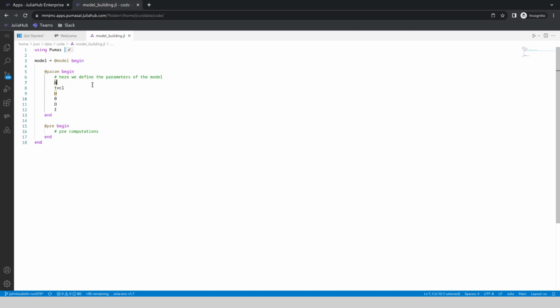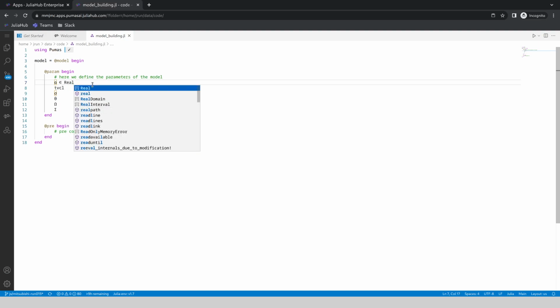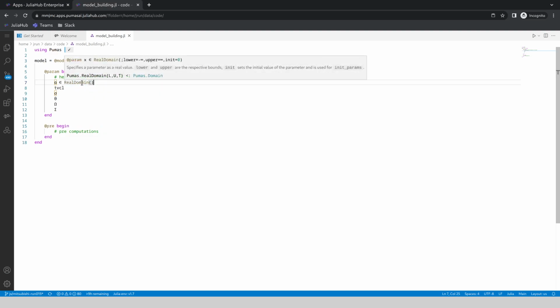And we can pretty much say the name of the parameter, and to specify what type of parameter we are going to use, we use Pumas' domains. We say that this parameter lives in, with the \in LaTeX command, a domain. So for example, an alpha would be in a real domain. That's a real number line, so it's a scalar.